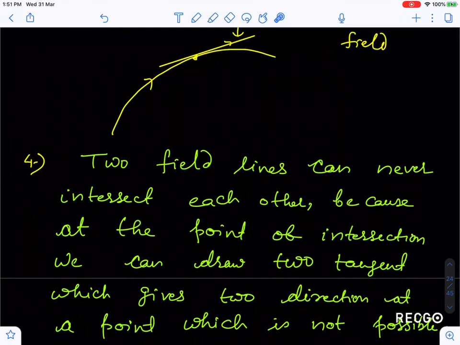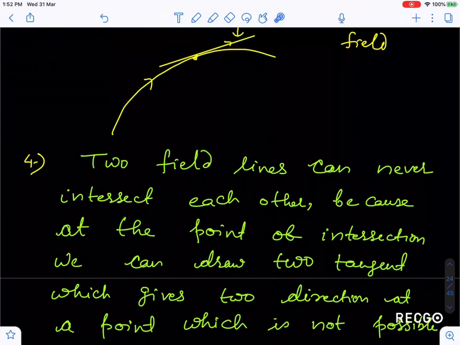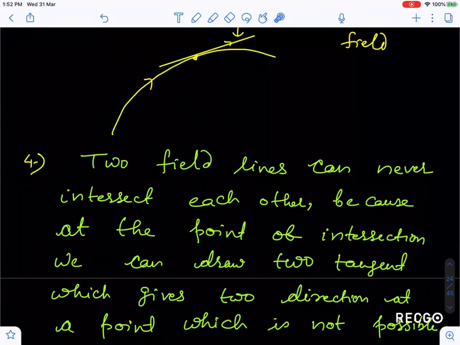Now guys, one interesting property: two field lines never intersect. This is a board question of class 12th. Two field lines never intersect each other because at the point of intersection, we can draw two tangents, one for the upper curve and another for the lower curve. So at one point, two directions are not possible, and that is why electric field lines never intersect each other.